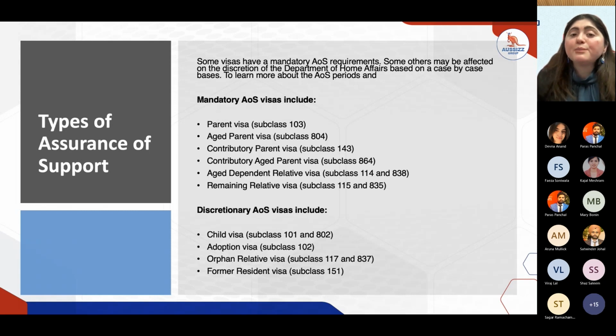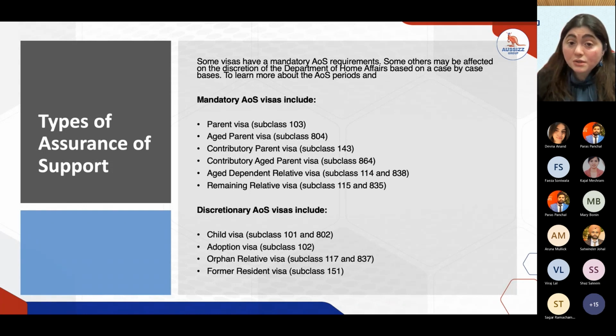Next are the types of assurance of support and which visas need one. The parent visas can have a lot of requirements attached to them. Like I said, the balance of family test, which fees you need to pay to the department, which visas are going to get the bridging visa, and which visas include the assurance of support. So you need to be careful while lodging a paper application because a lot of hard work is required to prepare it.